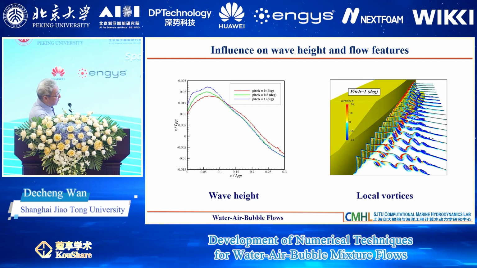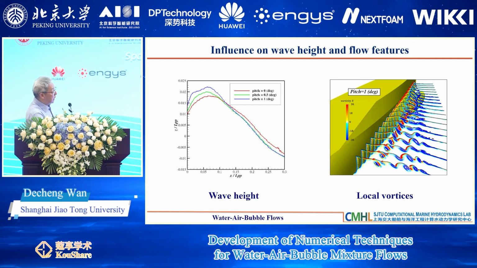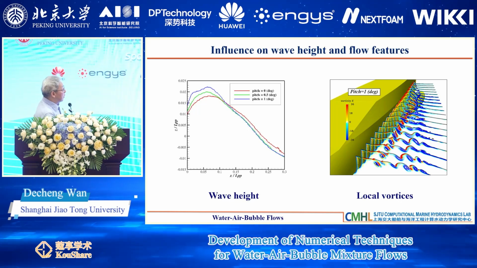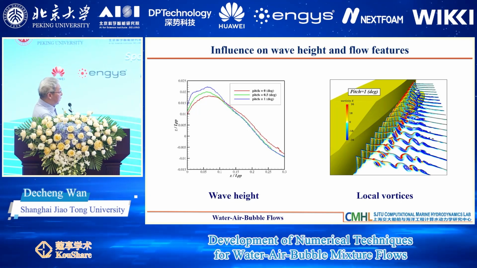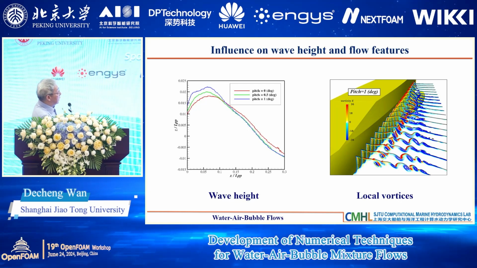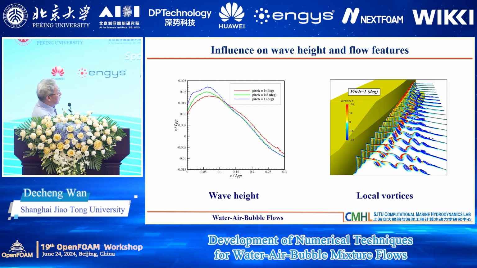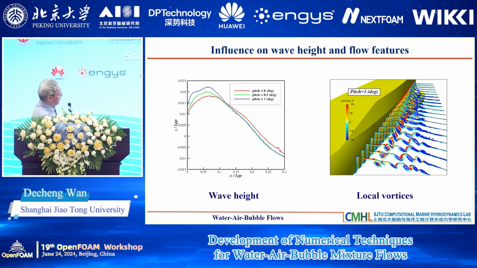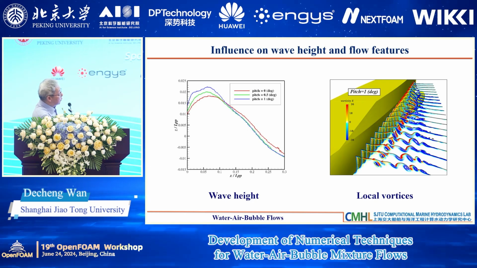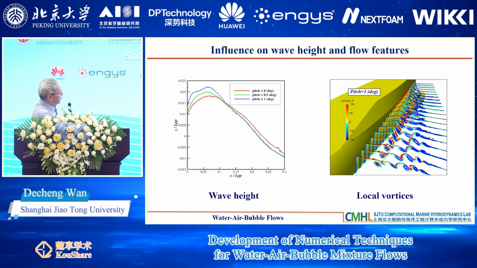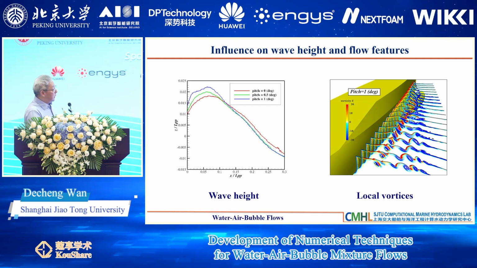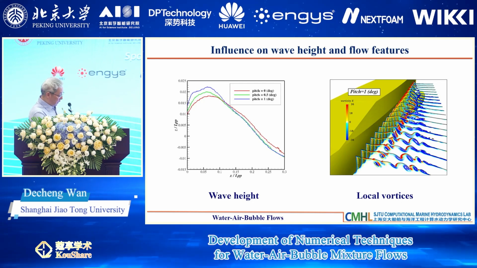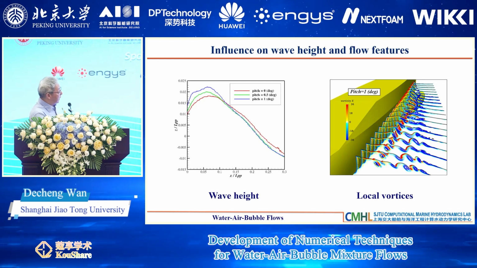How does the vortex evolve along this breaking wave? You can see these wave profiles are also a little different. If the trim is about 1 degree, you see the wave elevation is a little bigger compared to 0. So this is more important for the pitch and trim angle effect.